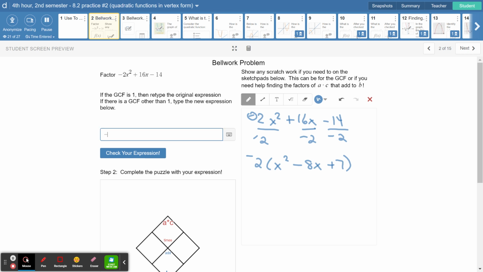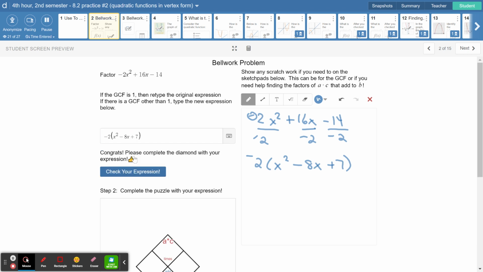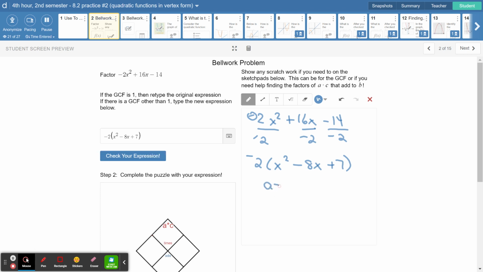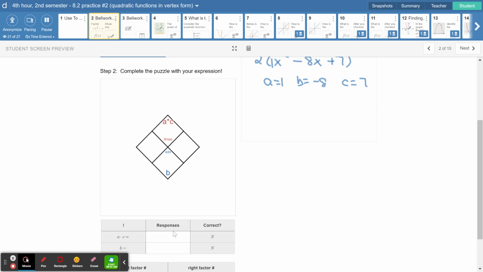Now, once you confirm your simplified expression, you can start the diamond. The diamond is going to help you with the area model. So you are going to have a new a value, which is the number in front of x squared. You're going to have a new b value, which is in front of x, and you're going to have a new c value, which is just the constant, the end of the trinomial. So a times c is going to be 7, and then your b value is going to be -8.